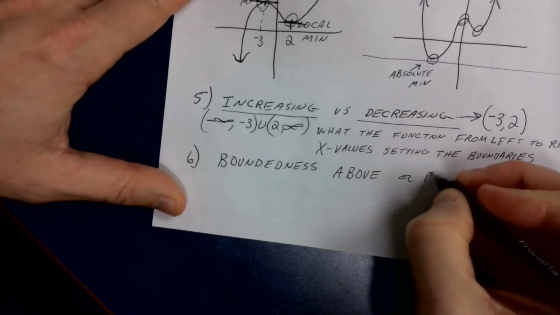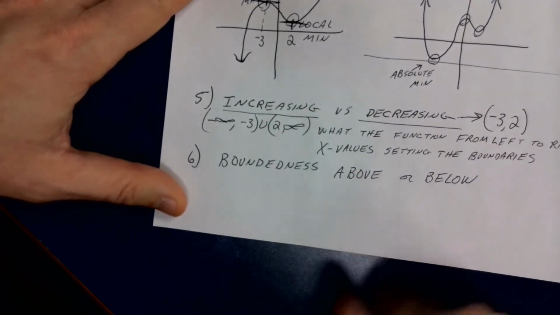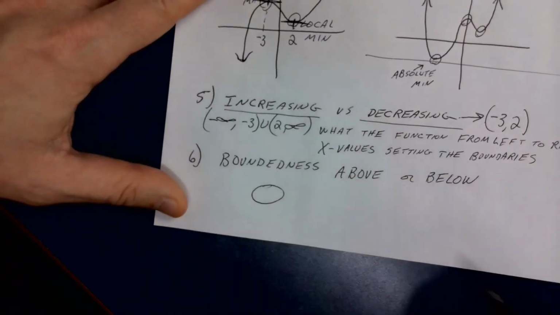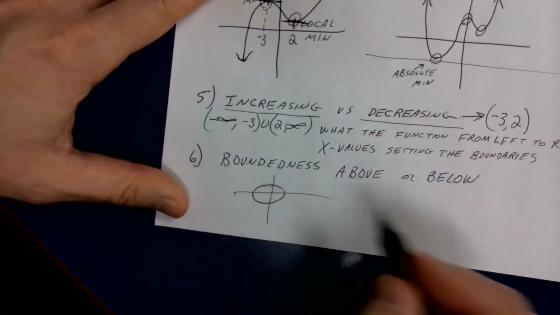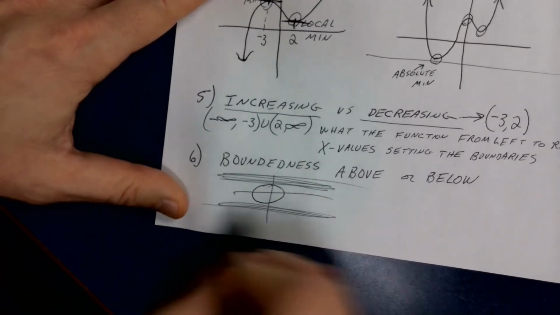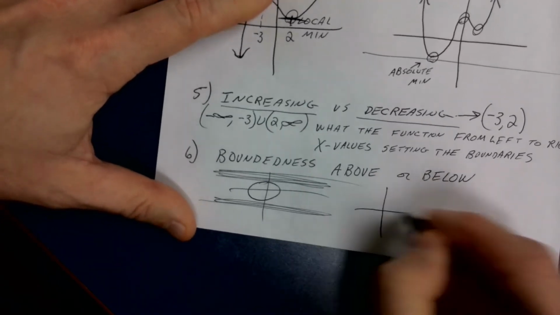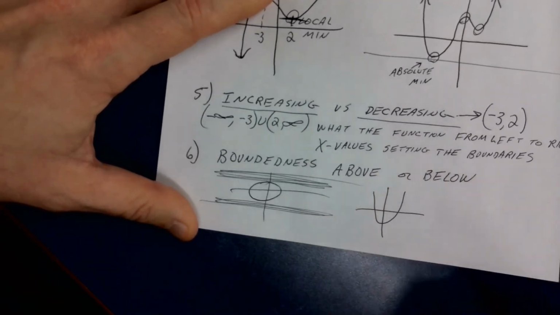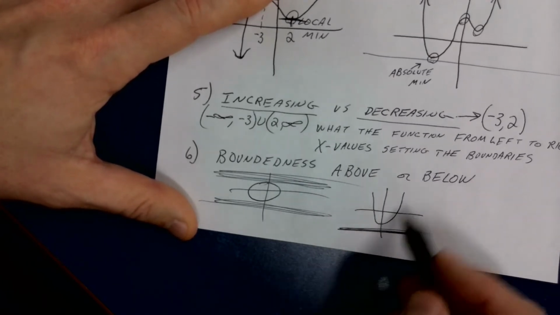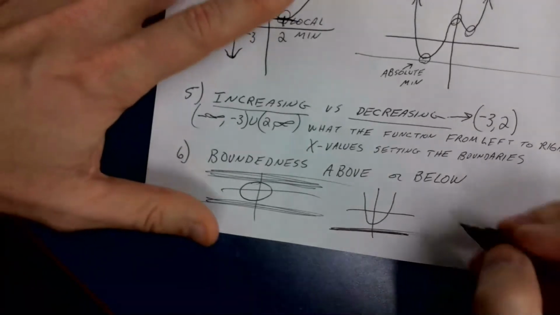Okay, boundedness, things can be bounded above or below, and really all that we're talking about when we're talking about boundedness is is there a maximum or is there a minimum. So let's take a circle. If I was to graph a circle, this one's bounded above because it never gets above a horizontal line, and it's bounded below, it never gets below a horizontal line. And if I take this one right here, this parabola, this one's bounded below because there's no part of that function that goes below this line. There's a boundary down there below it.